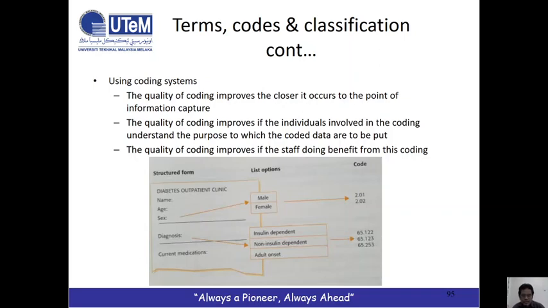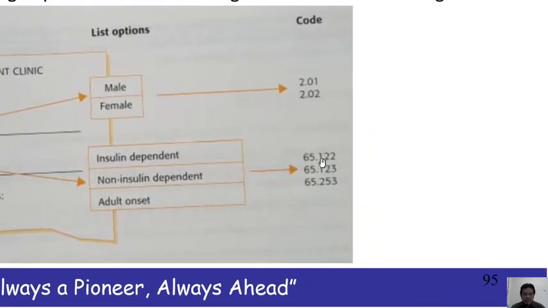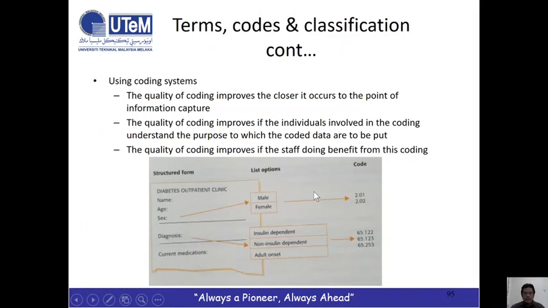Diagnosis, for example: insulin dependent, non-insulin dependent, adult onset. They have specific codes here. So 65.122 represents insulin dependent, and 65.123 represents non-insulin dependent. When the system searches, it refers to this code, and then refers to the master reference, and gets the name of the code.